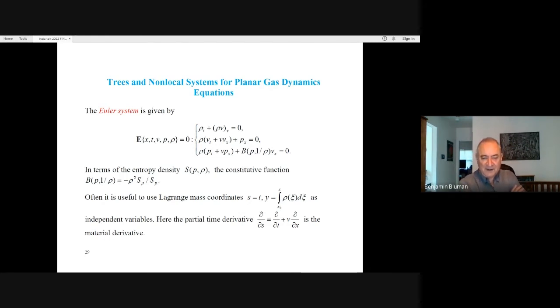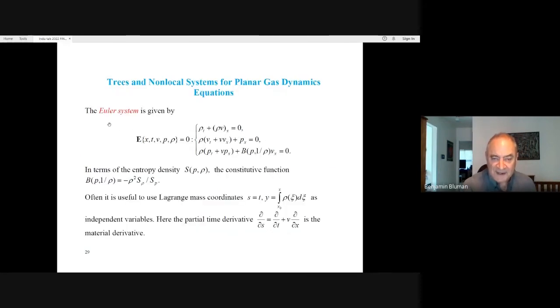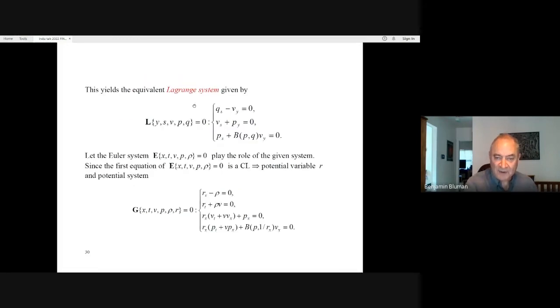Now, it's often useful, as in the Lagrangian formulation, to describe it in a direct manner. It's convenient to use as the independent variables the time and mass. And here the partial time derivative is called the material derivative. And here are the equations for the Lagrange system, the equivalent Lagrange system. It's not one-to-one to the Euler system. There's not a point transformation that will take one into the other, definitely. And so I'm going to call a bold E the Euler system, and a bold L the Lagrangian system.